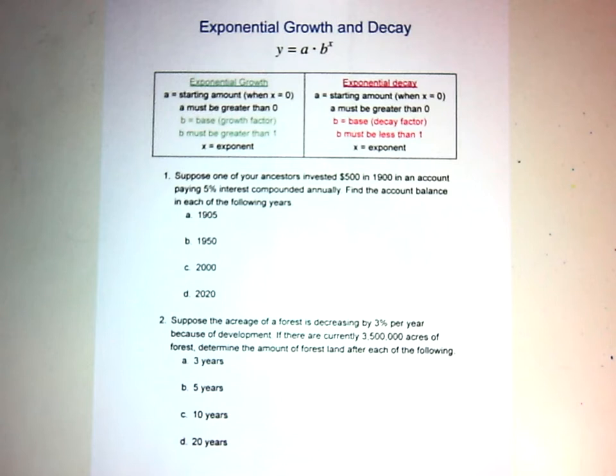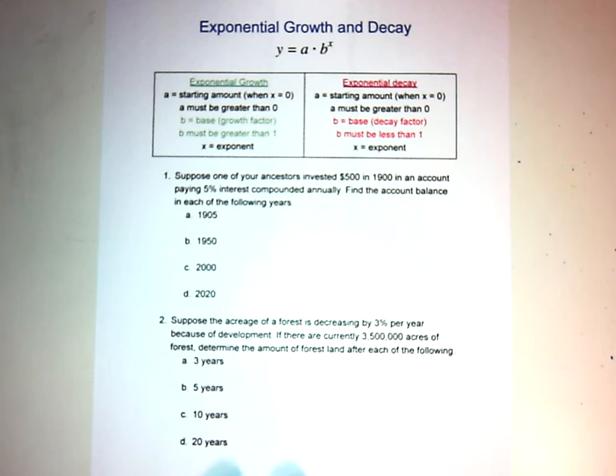We also have an example of exponential decay, and that example is deforestation. Different neighborhoods or developments happen, and so the forest is slowly being taken over. As you keep developing more and more and more, more and more keeps being taken away.